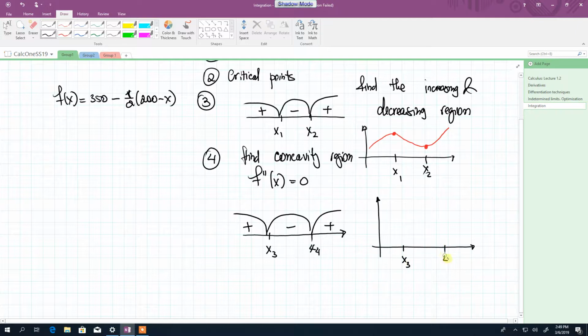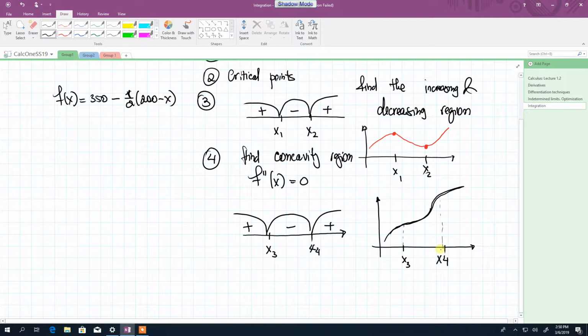x3, x4. For example, your function is concave up until x3, right? For example, like this. Then after x3, it's concave down, right? Then after x4, it's again concave up, like this. For example, right? I mean, this might be different as well. Do you understand the concavity, right?